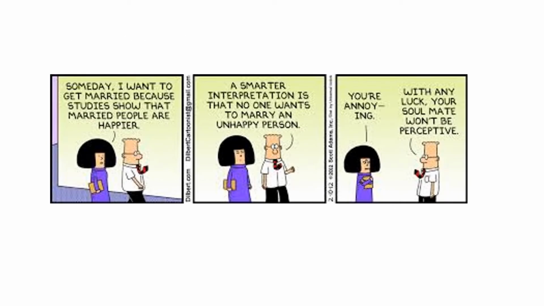So I have a couple of examples here. Someday I want to get married because studies show that married people are happier. A smarter interpretation is that no one wants to marry an unhappy person. So again, you see here, this is the problem of directionality with correlational research. We don't know which direction this relationship is going in.